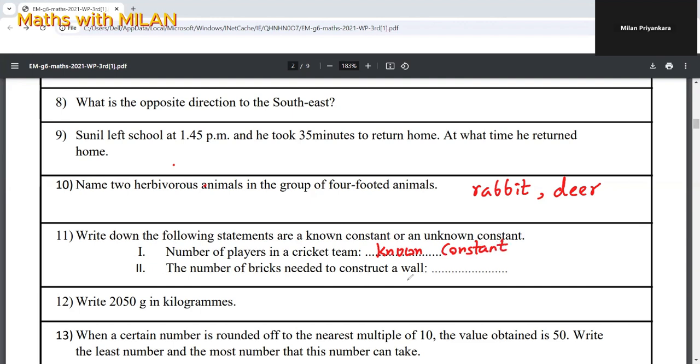But the number of bricks needed to construct a wall, this is also a constant, but we do not exactly know how many bricks are required. So we can say this is an unknown constant, right? I hope you understand this. So let's move into the 12th question.